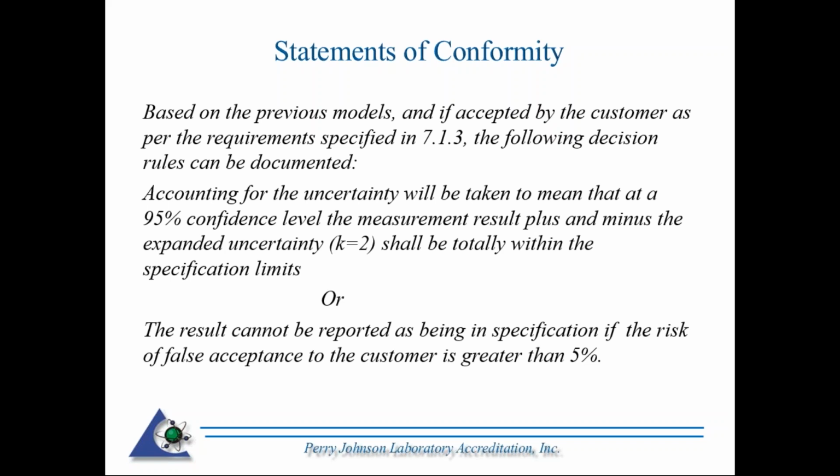k equals 2 at a 95% confidence interval. Accounting for the uncertainty will be taken to mean that, at a 95% confidence level, the measurement result plus and minus the expanded uncertainty shall be totally within the specification limits. Or the decision rule could be stated as: the results cannot be reported as being in specification if the risk of false acceptance to the customer is greater than 5%.